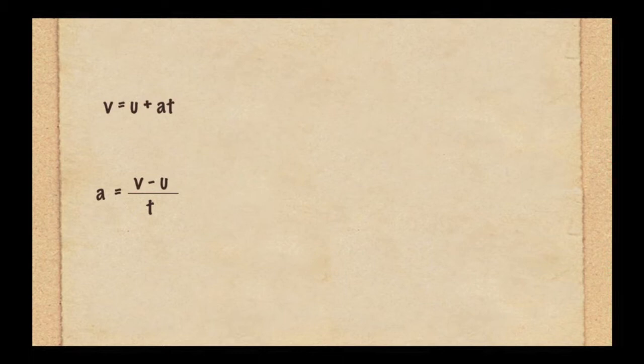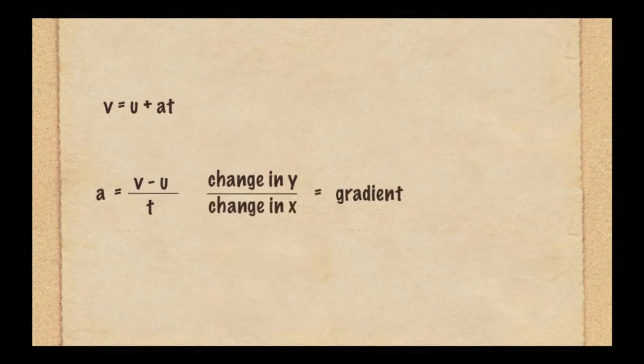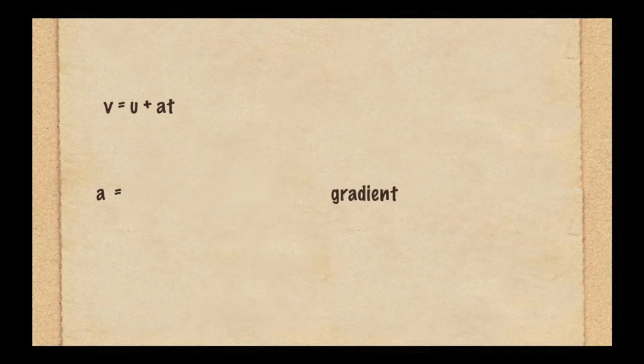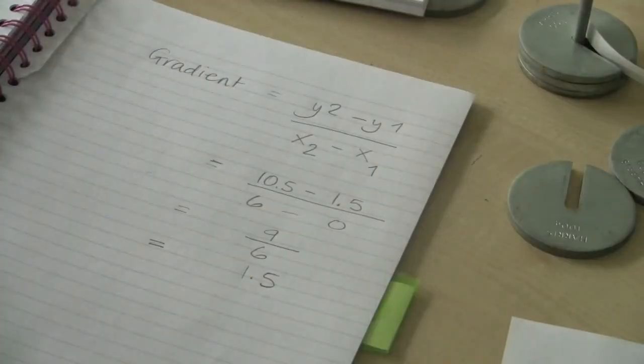If we look at the gradient, the change on the y-axis is the same as the change in velocity. The change on the x-axis is the time over which this happened. Therefore, the gradient gives the acceleration. But does she realize this? How does this gradient relate to anything?